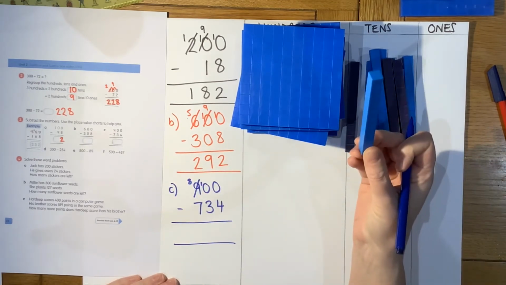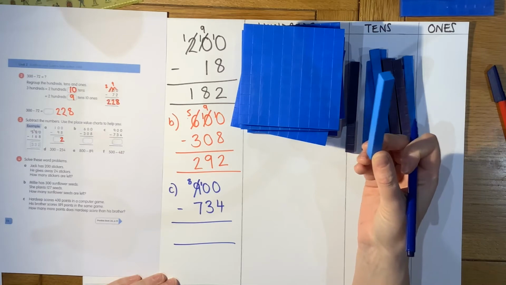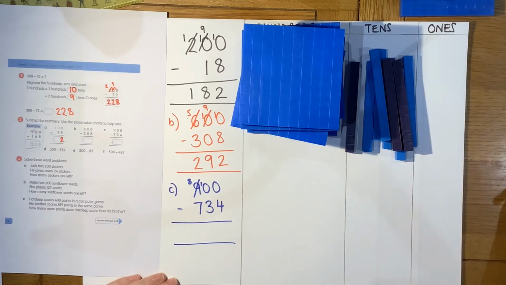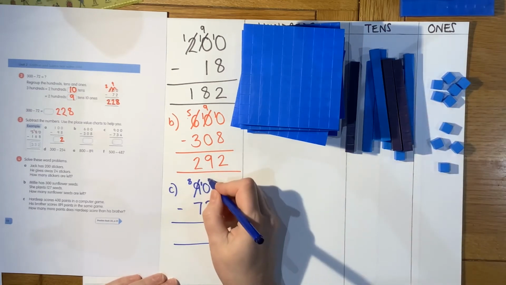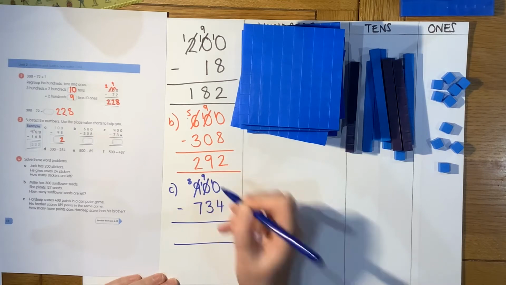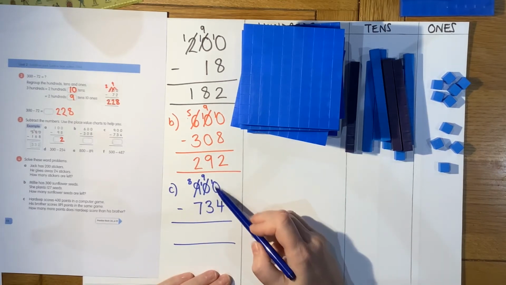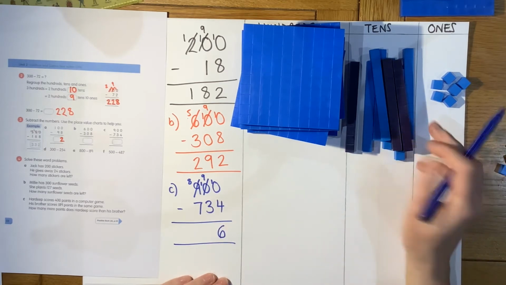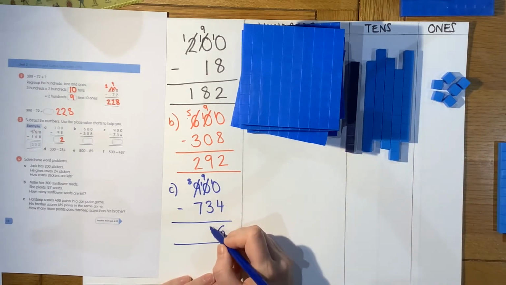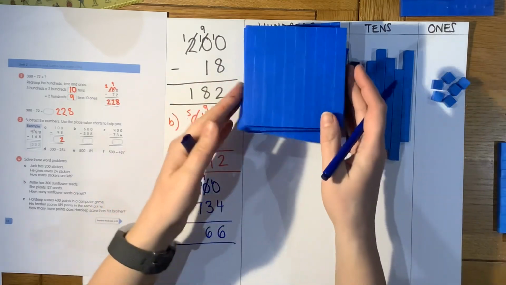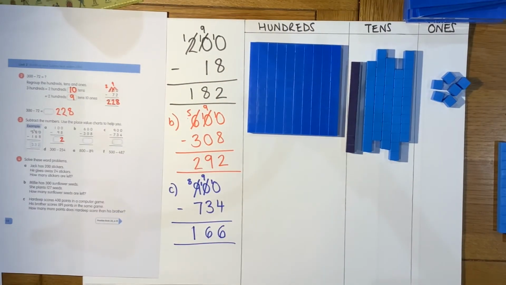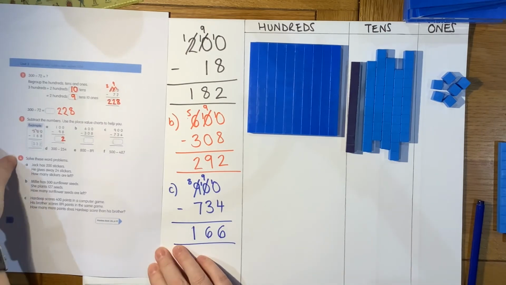I'm then going to regroup my tens and ones. I had 10 tens and 0 ones. I'm going to now have 9 tens because I'm going to change that 10. I'm going to exchange it for 10 ones. So I've got 9 tens left behind and now 10 ones. 10 ones take away 4 ones is 6 ones. 9 tens take away 3 tens is 6 tens. And 800s take away 700s is 100, giving me the answer 166.